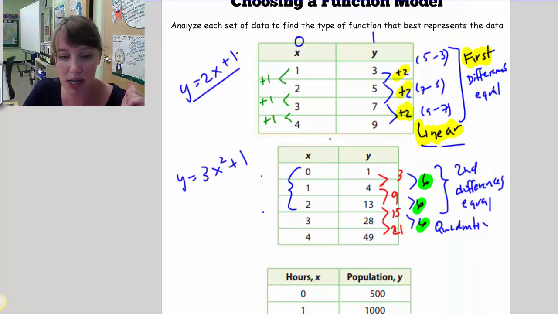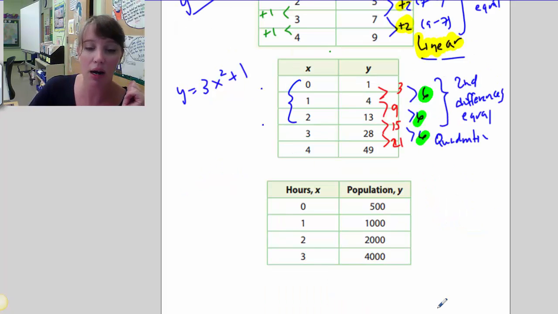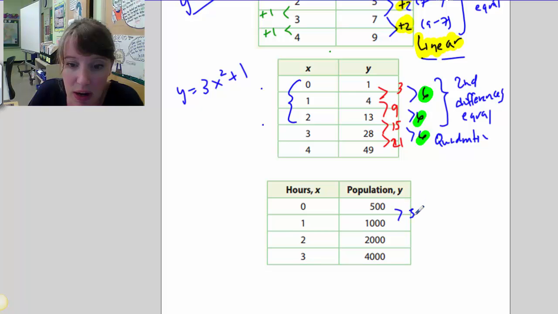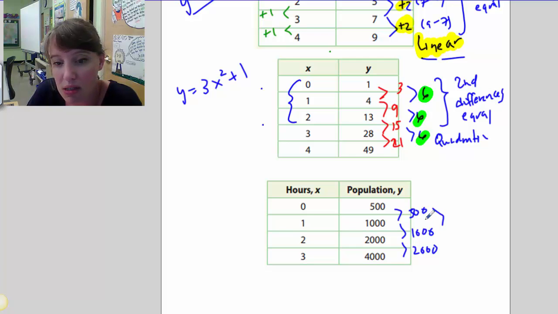Okay, so the next problem right here, so here I'm going to find the first differences. My first differences are 500, 1,000, and 2,000. And when I find my second differences, 1,000 minus 500 is 500, but 2,000 minus 1,000 is 1,000. So here, my second differences aren't equal. My first differences are not equal, and my second differences are not equal.